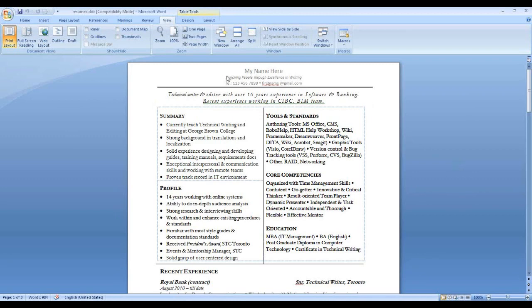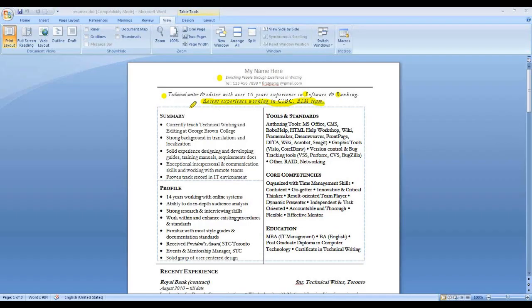Okay? Now, "enriching people through excellence in writing." You see this at the top, right here. That doesn't grab me as an employer. But, you know, this does: technical writer and editor with over 10 years of experience in software and banking. Make sure it's lowercase. And this statement doesn't really provide a lot of relevance at this point.